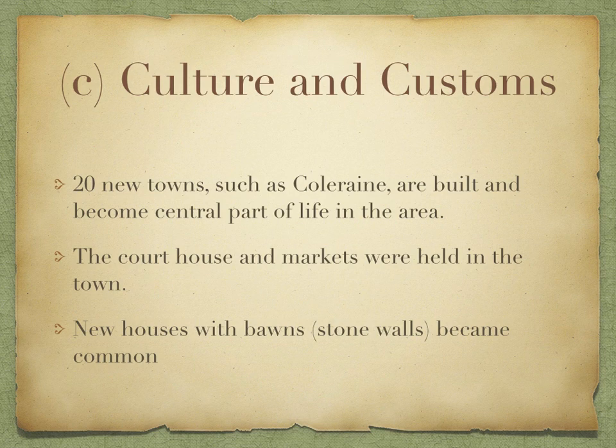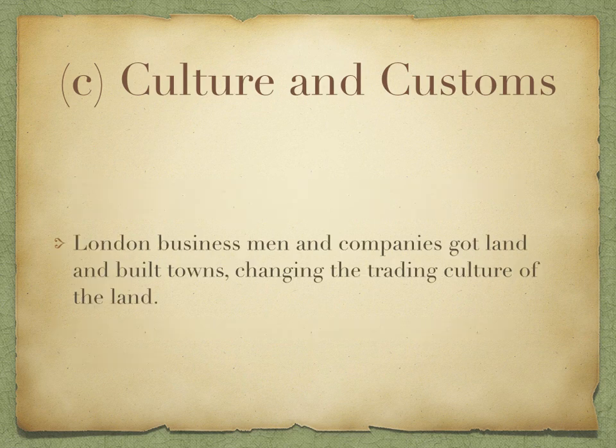New houses came, so this is all part of culture, house building. New stone houses with stone walls became common. Also, business completely changed. The London business model was brought over and planted in Ulster. London businessmen and companies were given land and they built towns like Londonderry and Coleraine, and they changed the trading culture of the land.